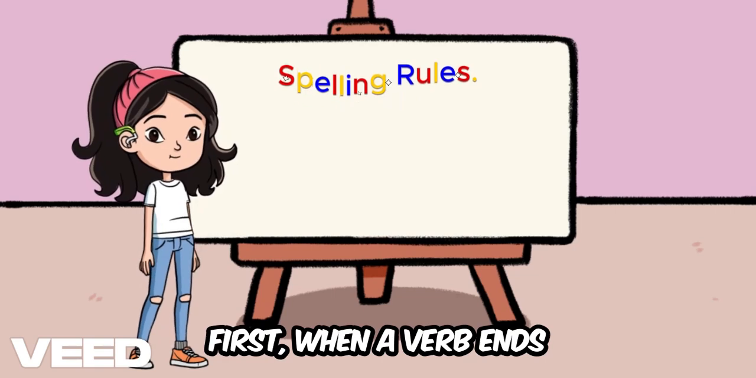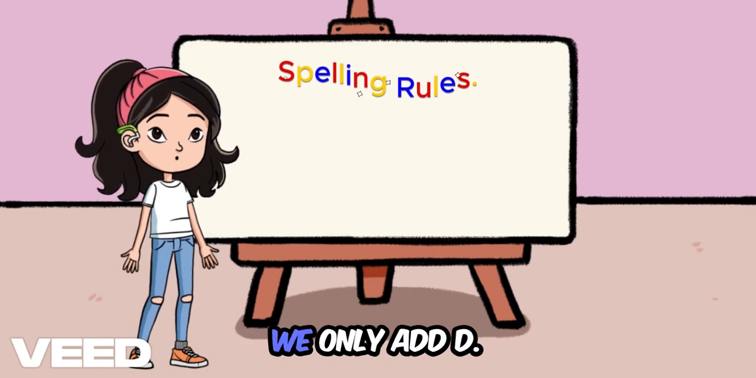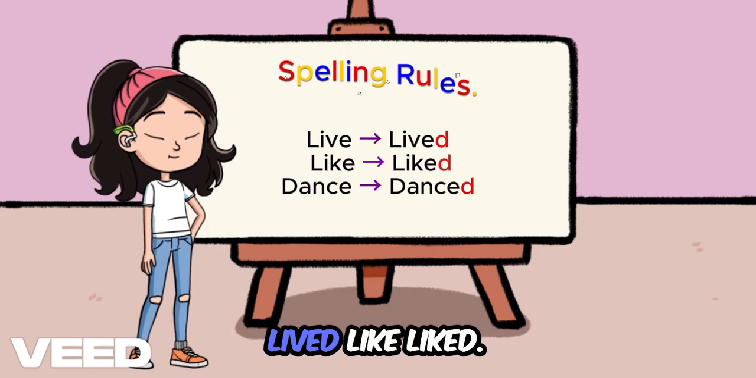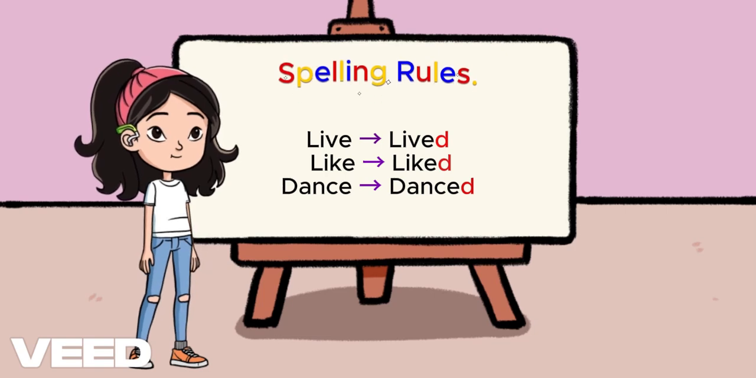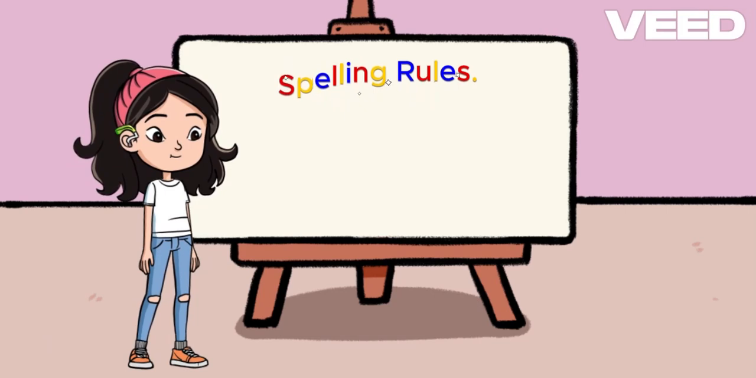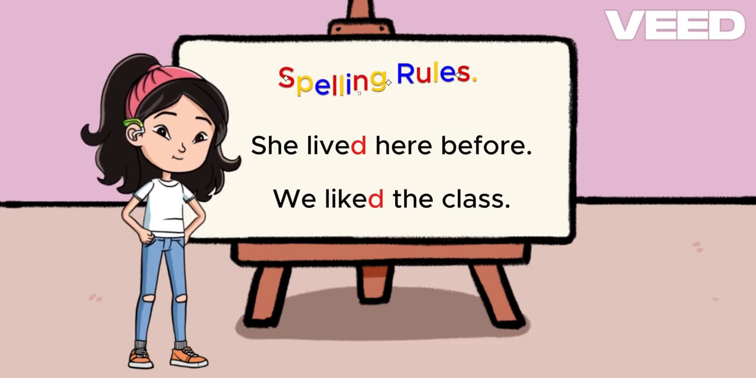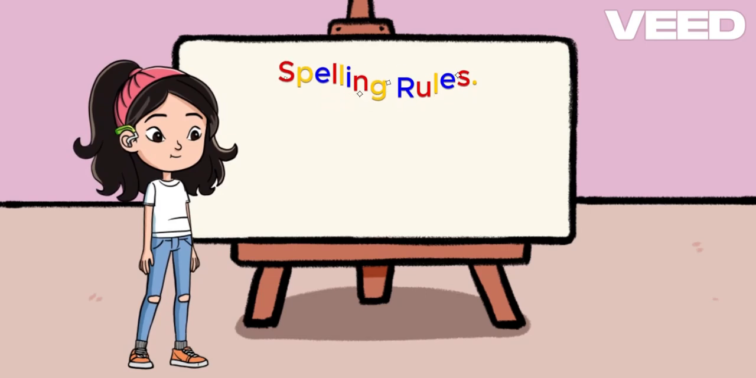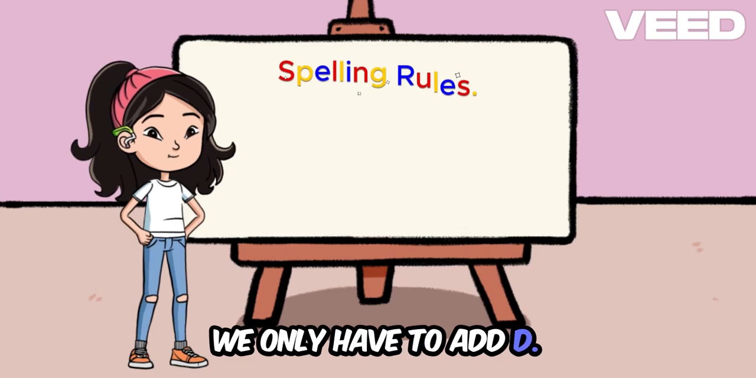First rule. When a verb ends in E, we do not add ed. We only add d. Examples: live, lived. Like, liked. Dance, danced. She lived here before. We liked the class. See? It's very simple. When the verb ends in E, we only have to add d.